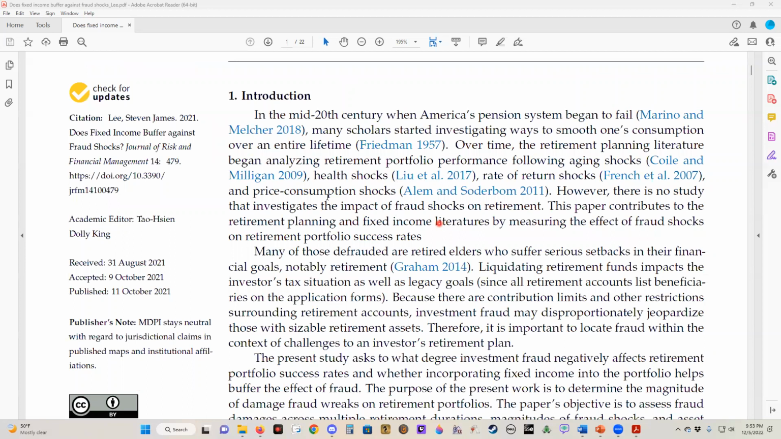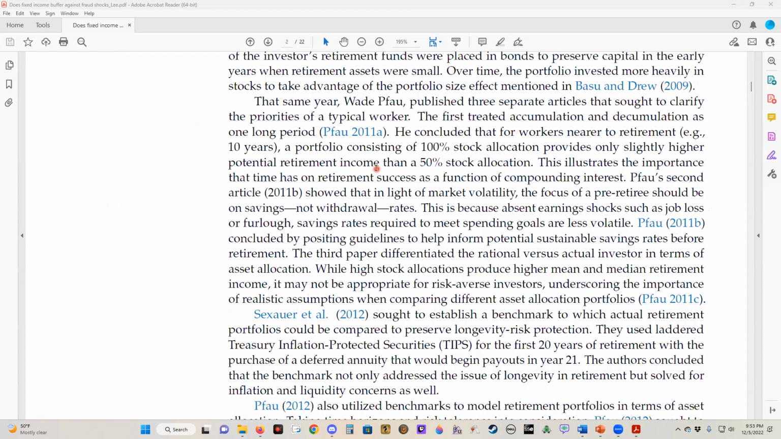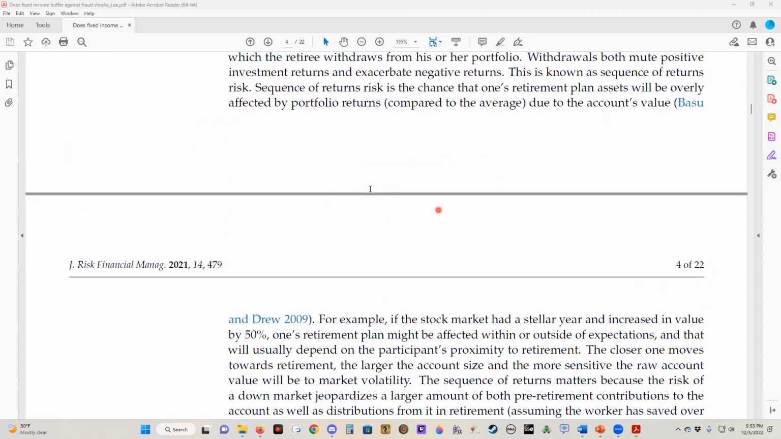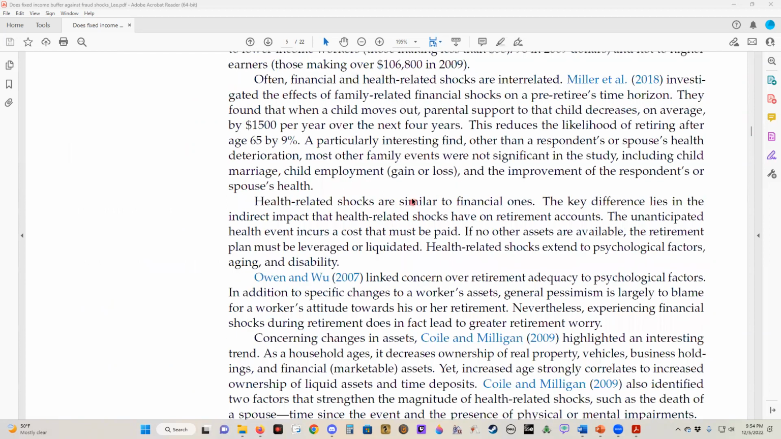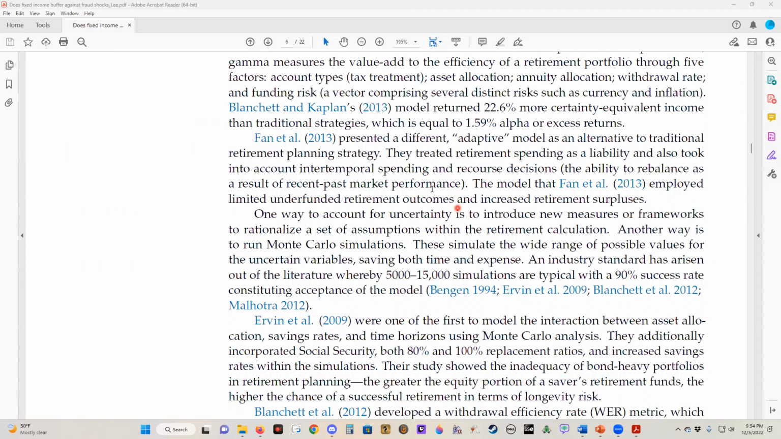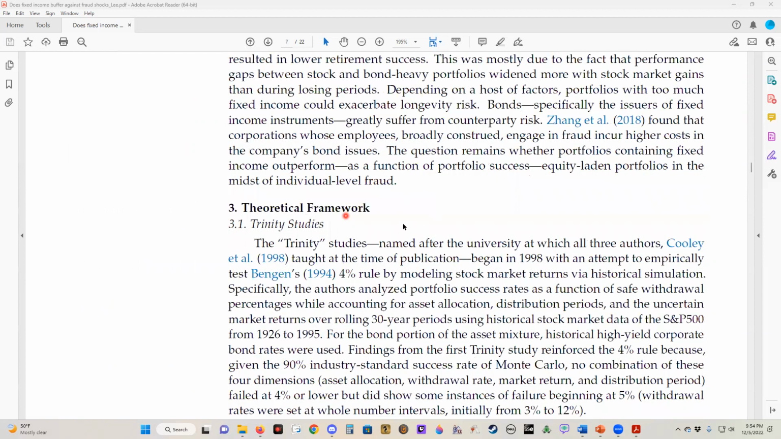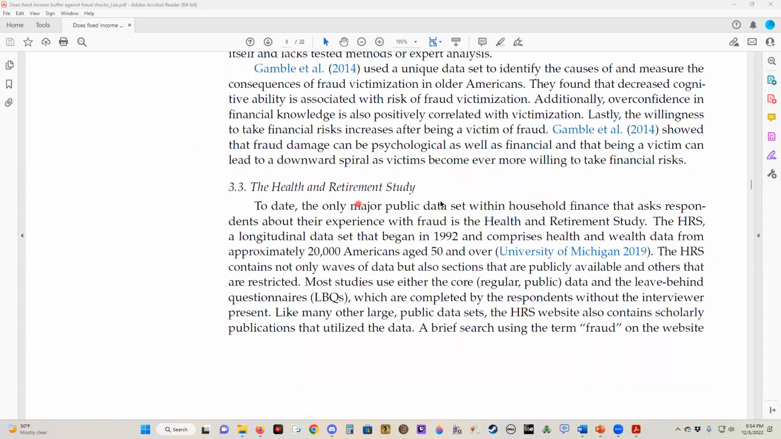And then introduction, literature review, and then within literature review, we have subsections, right? So retirement planning, and then impact of fraud on retirement outcomes, shocks, uncertainty, fixed income. So there's a lot. And then we arrive at theoretical framework, and inside this we have the Trinity studies, fraud damages, health and retirement study.